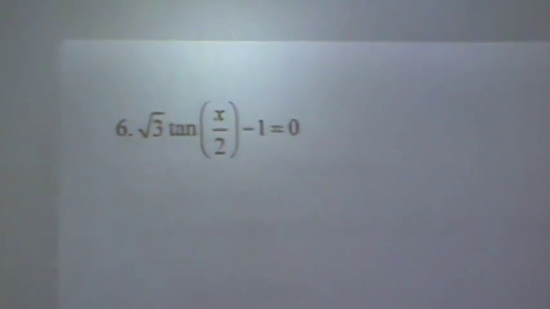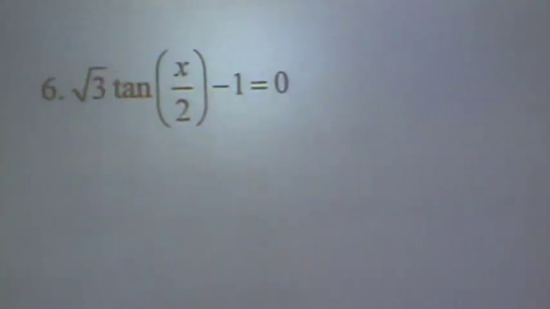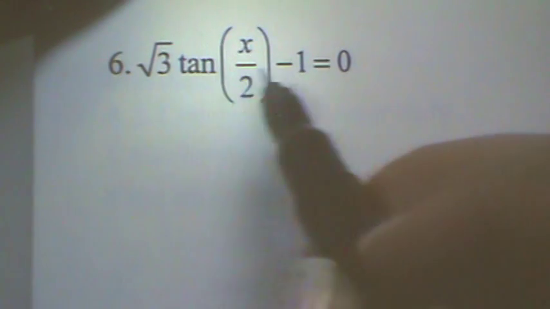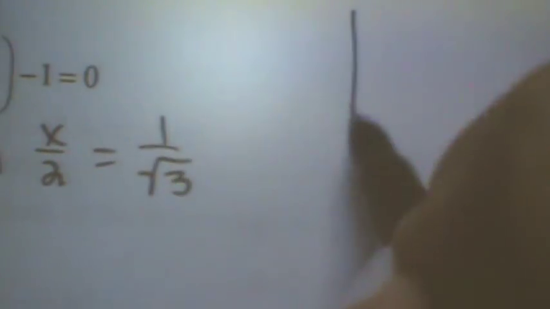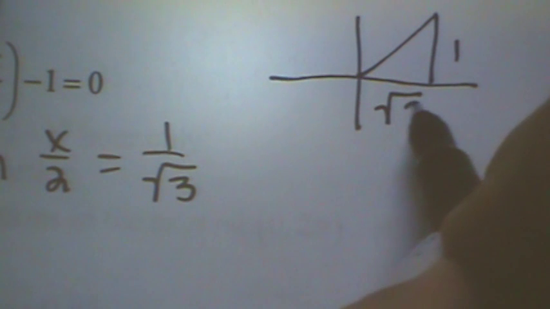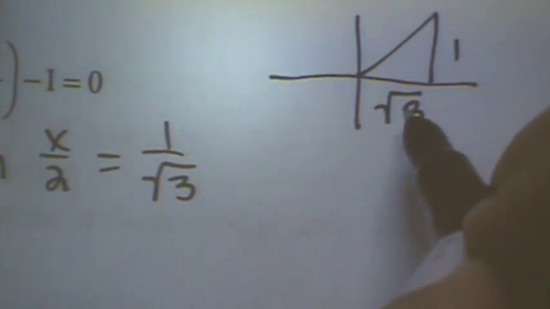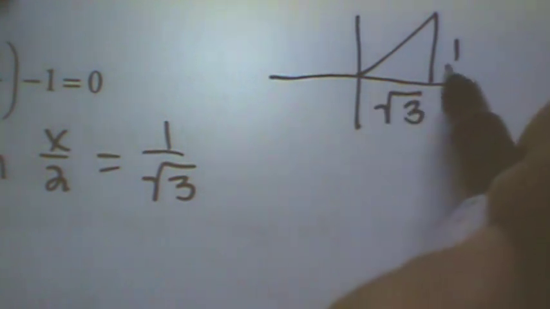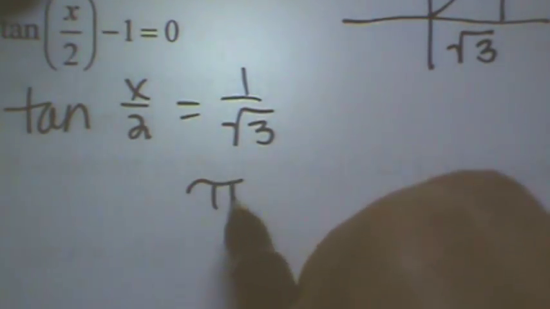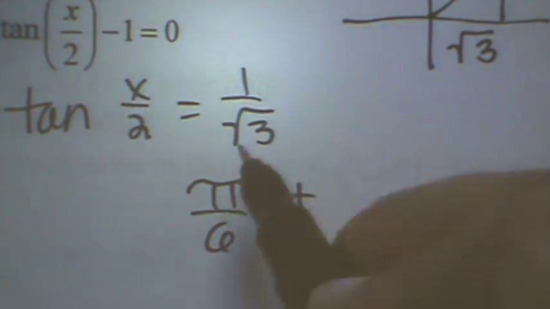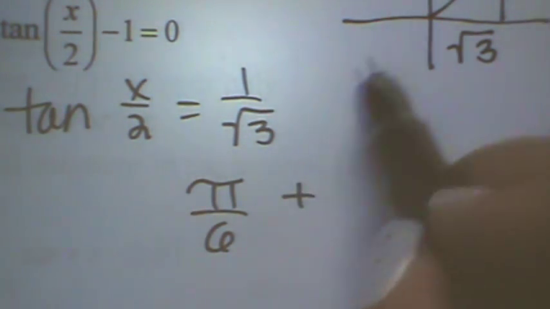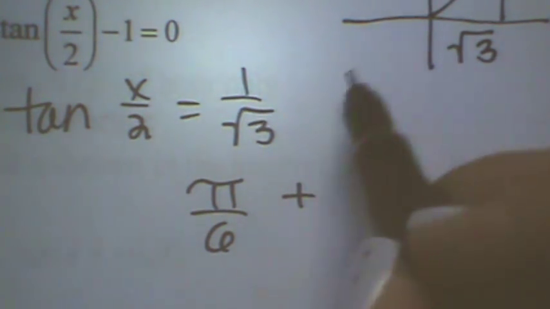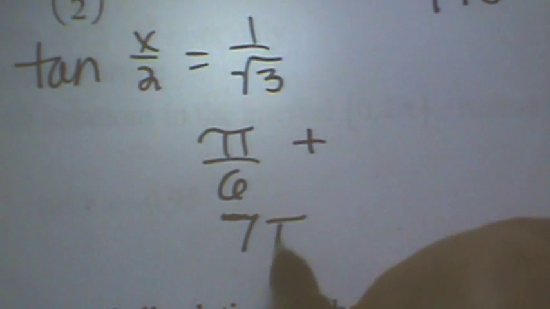Okay. How about number 6? What would you do here? Number 6, you're going to add 1, divide by root 3. So you have tangent x over 2 equals 1 over root 3. So let's look at what angle this is. It is a what angle? 30, 60, 45, help me out. It's a 30, so it's pi over 6. Now, if you want to do both of them, you can. But what other angle would it be in quadrant 3? It'd be 7 pi over 6.